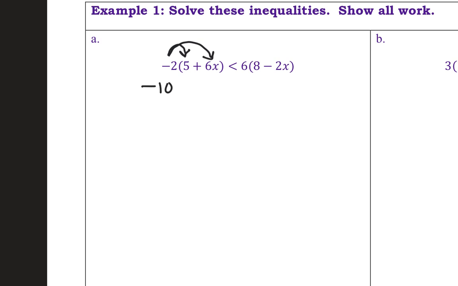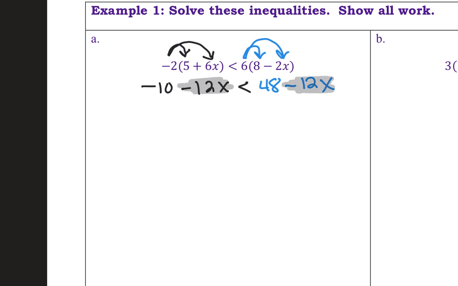Negative 12? x is less than, and now let's do the 6. What's 6 times 8? 48? And then we're going to do 6 times negative 2. What's 6 times negative 2? Negative 12x. All right, so if we want, we can highlight our like terms that have an x here and an x here.